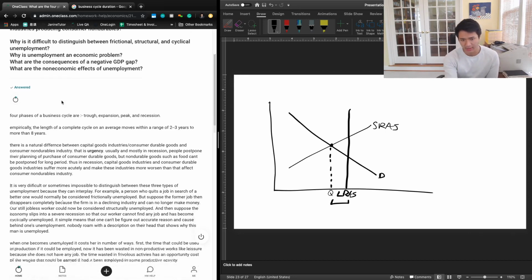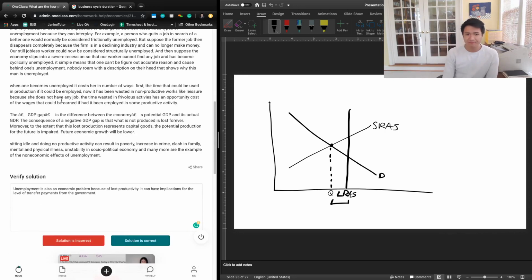We can take a look at what the previous tutor said to get some better ideas. So we talk about lack of productive activity can result in poverty, increase in crime, clash in family, mental and physical illness, instability in the social political economy, and many more. And so I do agree. High unemployment has oftentimes been tied to higher crime rates, and so that stuff is also going to be non-economic, not directly economic in impact, but things that we would consider when we are considering the social impacts of unemployment. And so I think, again, that's going to be a good answer as well.